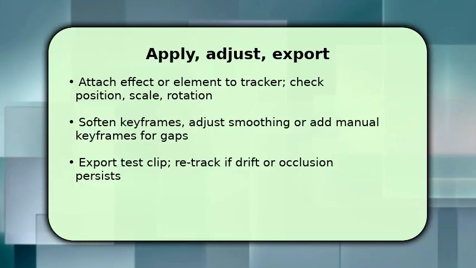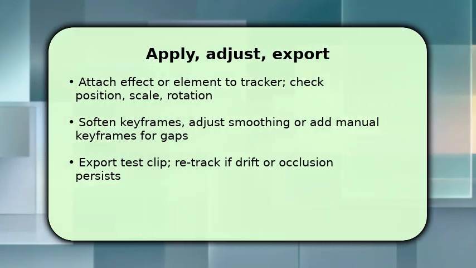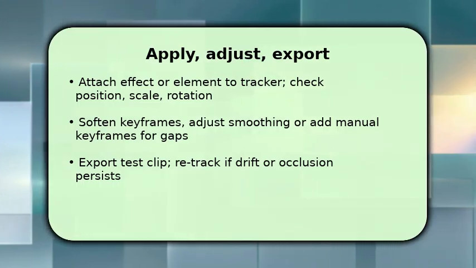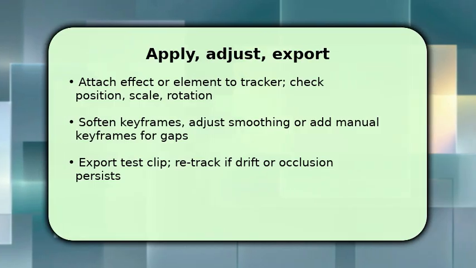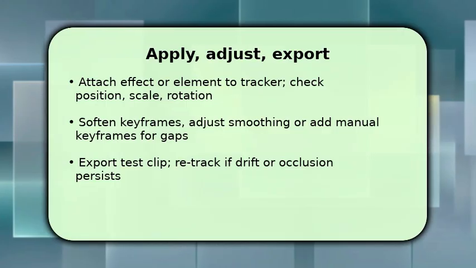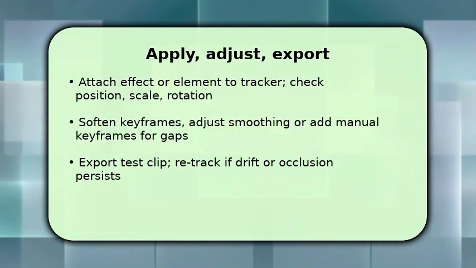If movement looks jittery, apply smoothing or soften keyframes and add manual keyframes where the tracker missed brief occlusions. Make a short export of a test section to confirm real-world results. If the tracker drifts, increase contrast around the target, shrink the search area, or replace the bad segment with manual keyframes as a reliable fix.